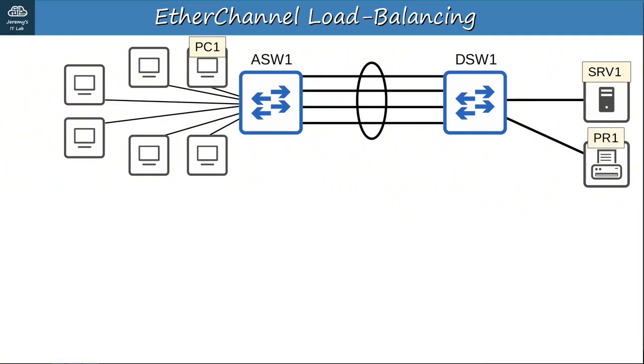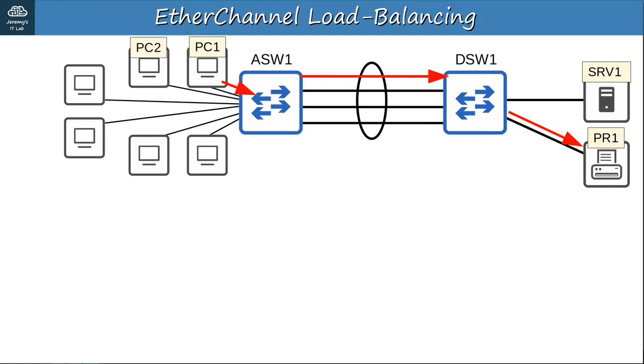Now, if PC1 wants to print something and initiates a separate communication flow with printer 1, ASwitch 1 will once again forward the frame using its virtual port channel interface. However, it will make a separate calculation to determine which physical interface will be used for the flow. For example, it might determine that this interface will be used for the flow. Just like before, when PC1 sends another frame in the flow, the same member interface of the Ether channel will be used to forward it.